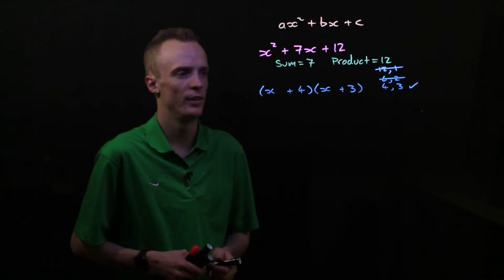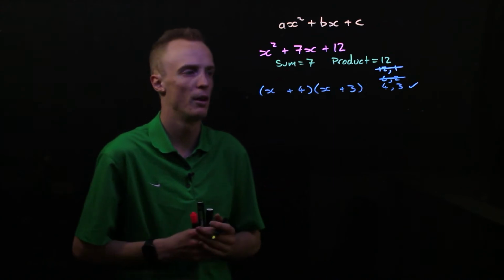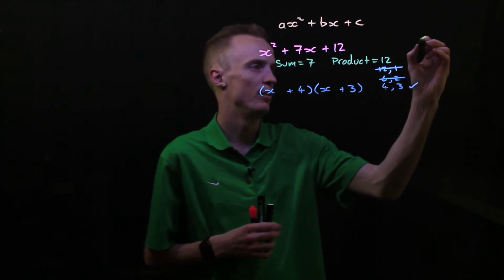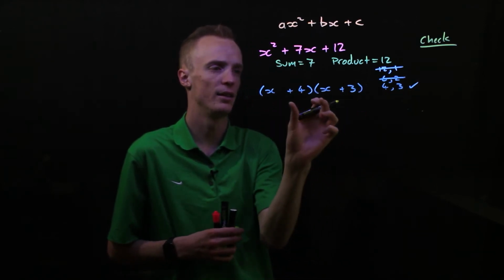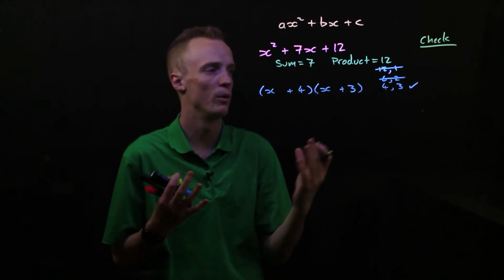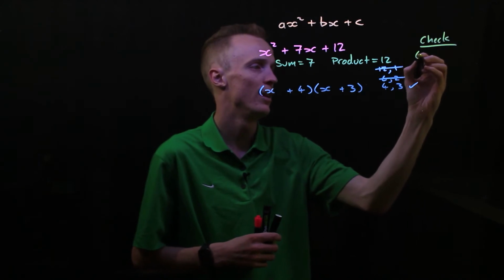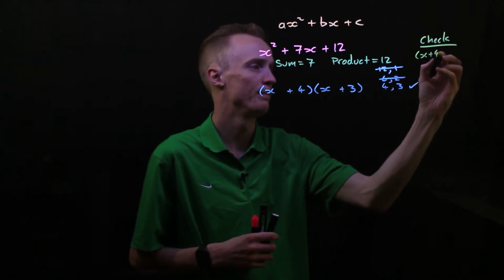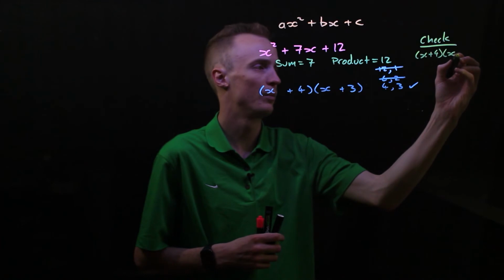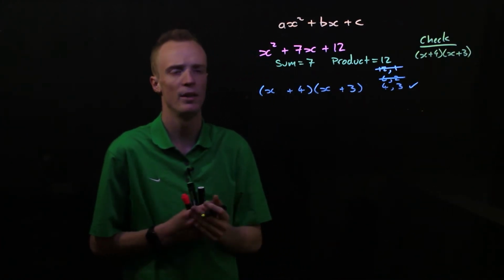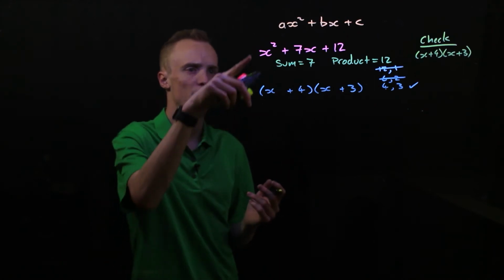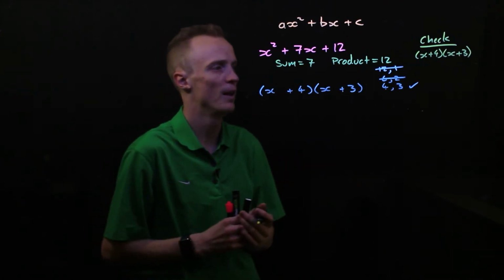Now the advantage to all this is we can always check to see whether we're right. So if I did a check over here, what I should be able to do is take this factorised form of what I've just done, this x plus 4 and the x plus 3, and I should be able to use FOIL and multiply this out and see whether it comes back to the expanded form that I began with.